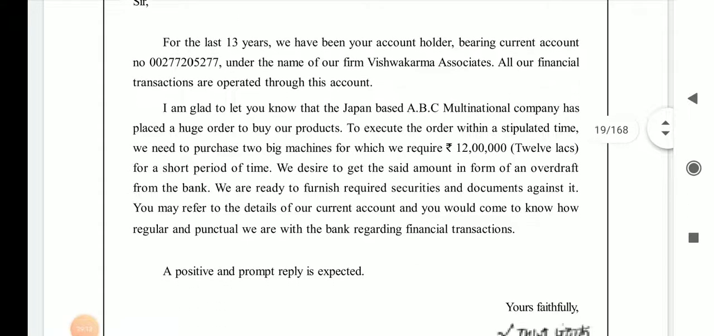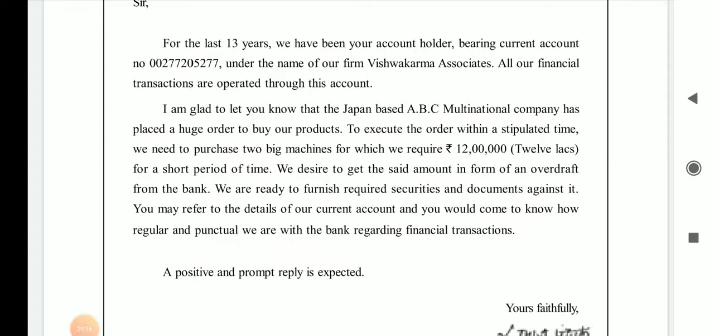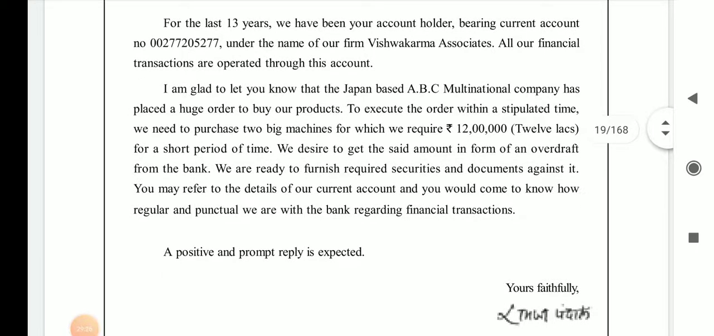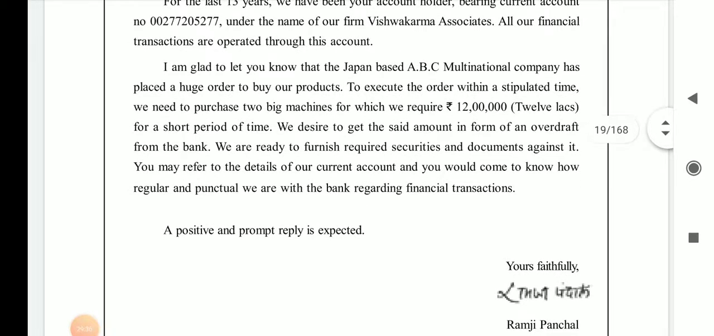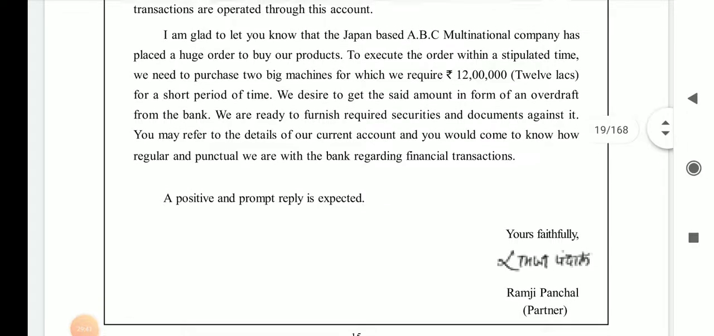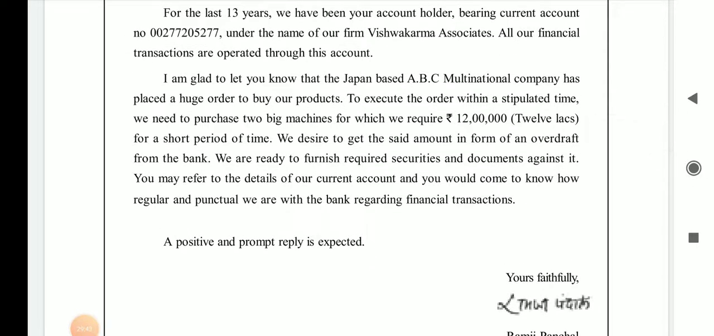For the last 13 years, we have been your account holder, with a current account under the name of Vishwakarma Associates. Here they mention that they have had a current account for the last 13 years in the name of Vishwakarma Associates. All our financial transactions are operated through this account. That means the owners of Vishwakarma Associates transact through the current account.